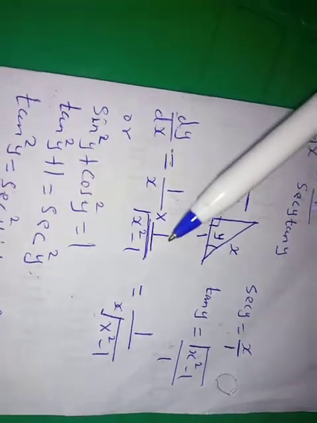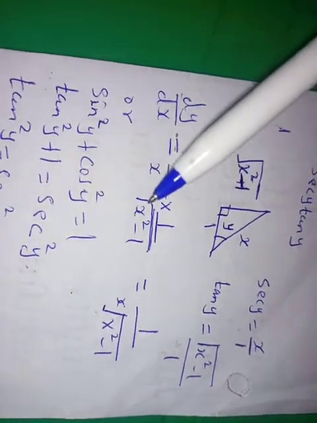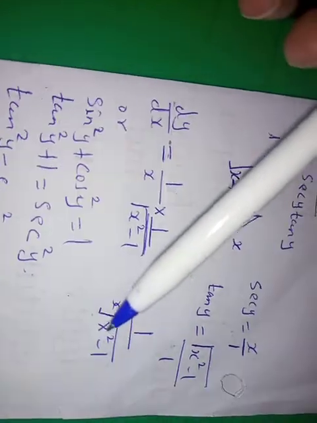That way, dy over dx is equal to 1 over x multiplied by the square root of x squared minus 1. So that is the derivative of that inverse function.